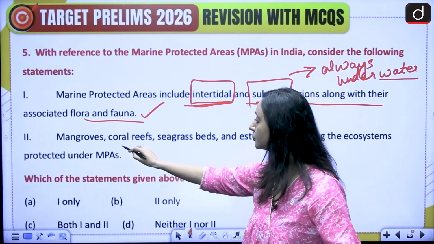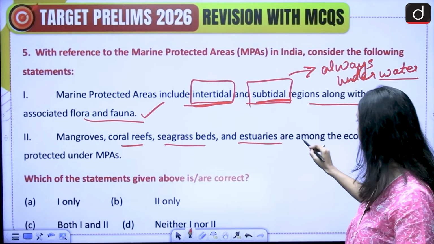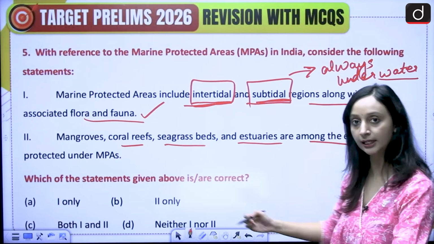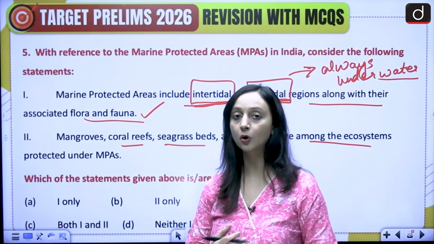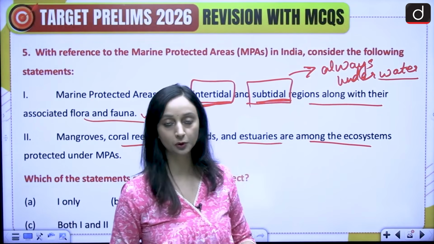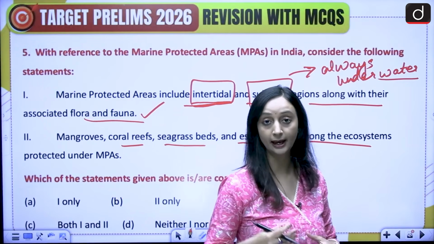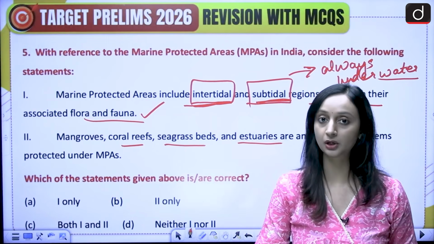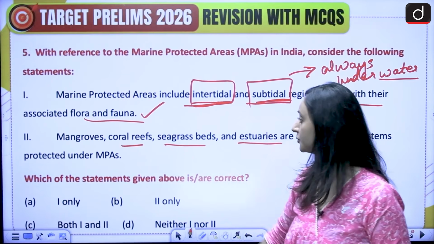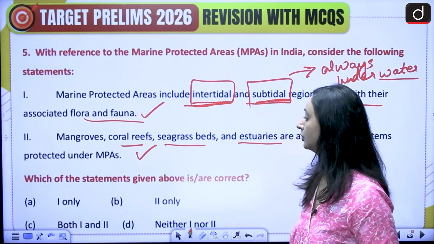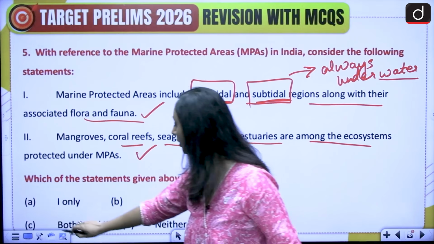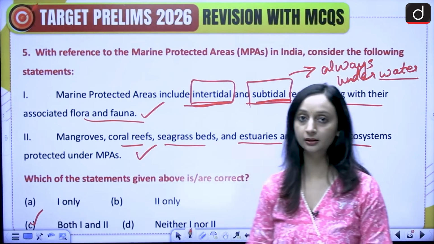And then mangroves, coral reefs, seagrass beds, estuaries are among the ecosystems protected? Yes. It's a very broad definition. All these types of marine ecosystems are protected. They can be designated as marine protected areas wherever required. So this statement is also correct. So the correct answer would be option C, both 1 and 2.